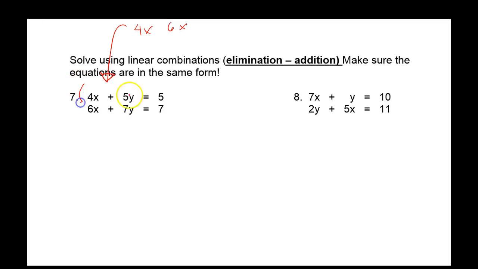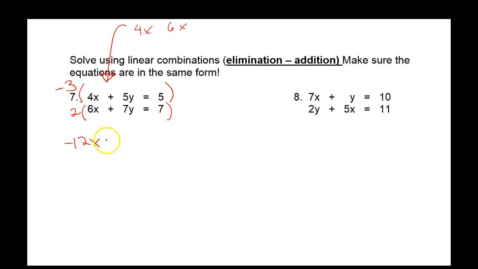So let's say I want the top x to be negative 12. I can multiply that whole equation by negative 3, can't I? And then the x in the second equation, I want it to be 12, so I'll multiply the whole thing by 2. So let's bring those down. The first equation looks like this.